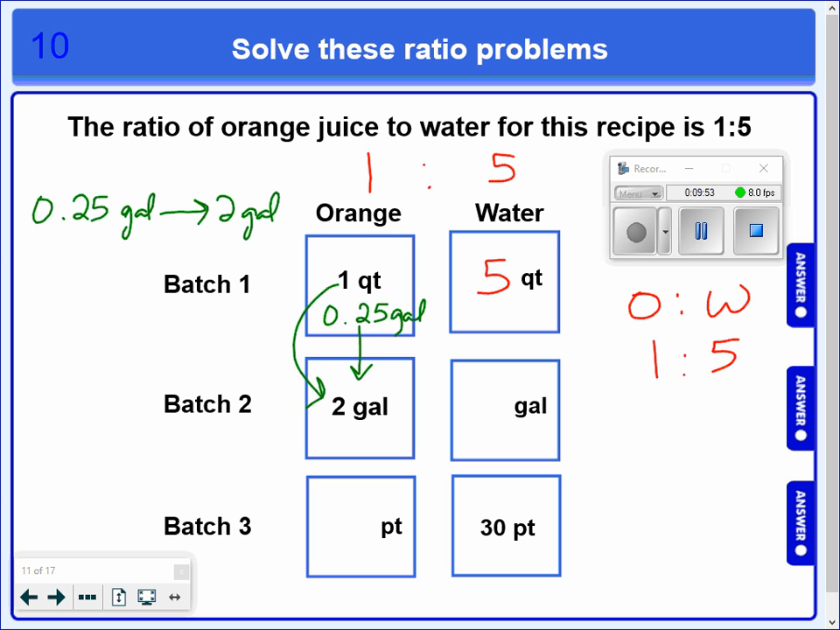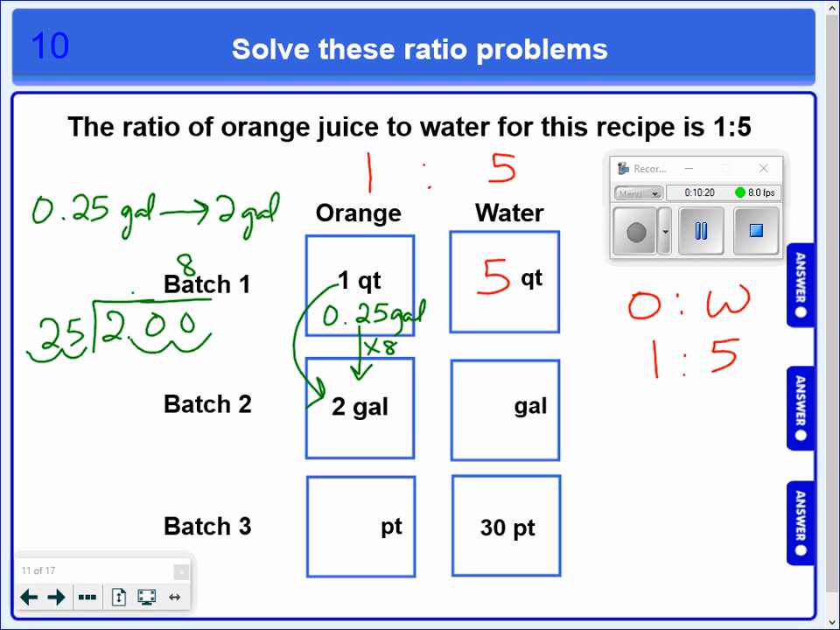How do you get from 0.25 gallons to 2 gallons? What's the relationship? Well, 2 divided by 0.25 would be how many? Hopefully you said 8, because 8 times 25 is 200. Okay, so to get from here to here, it was times 8. And so just like when we do proportions, we're going to have to do the same thing over here.